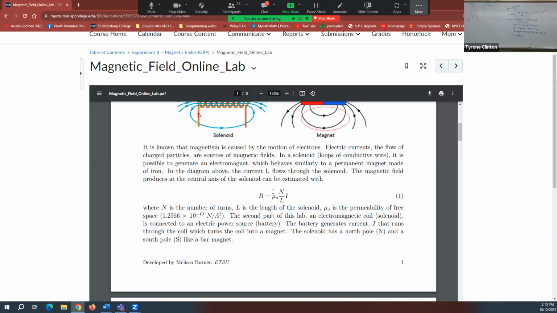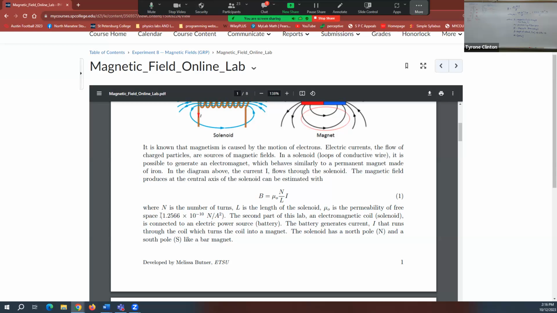a constant, and this is called the permeability of free space. It's not the same concept that you had when we did Coulomb's law, though it kind of sounds the same. That one's called the permittivity constant. This is called the permeability constant, and we use mu naught to figure out that value. Again, it is a constant.